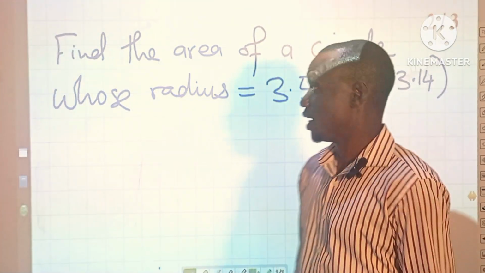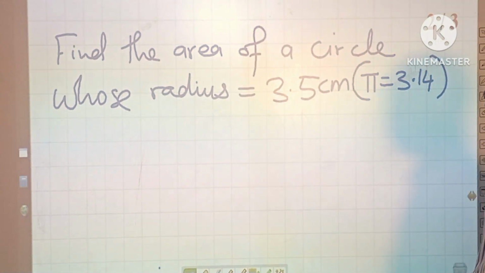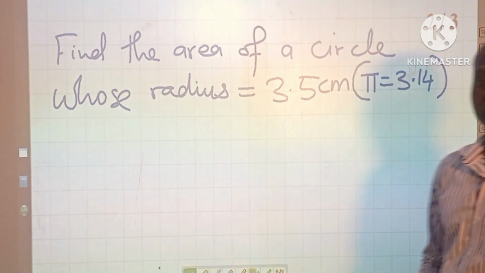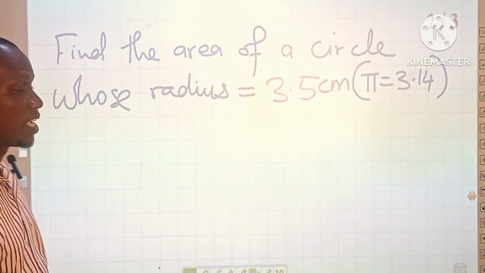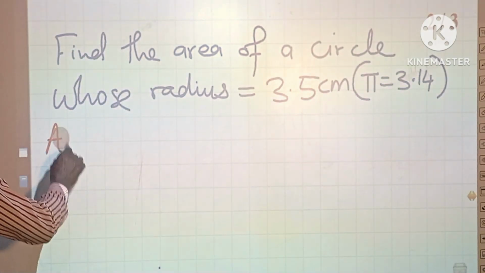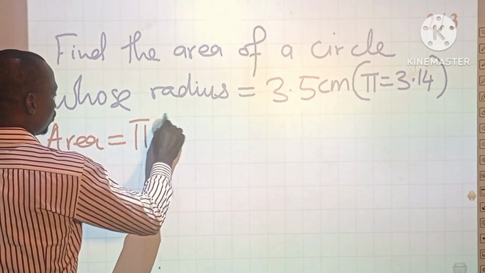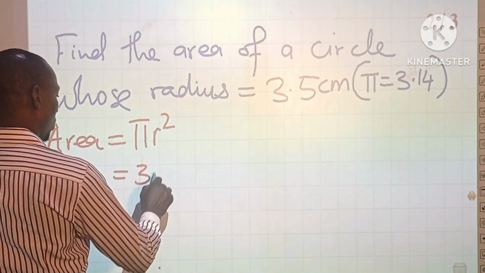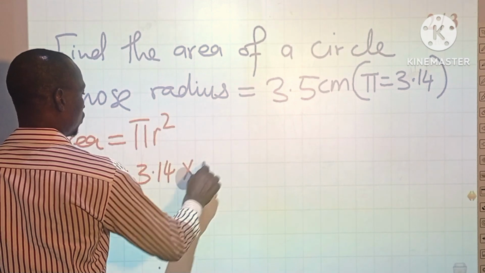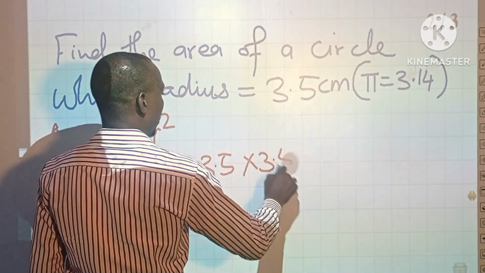Okay, in our second question today, we have been asked to find the area of a circle whose radius is 3.5 cm, but pi has been given to us as 3.14. This is actually easy peasy. The first thing you must do is to state our formula. Area is equal to pi r squared, and this will be equal to 3.14 times 3.5 times another 3.5.